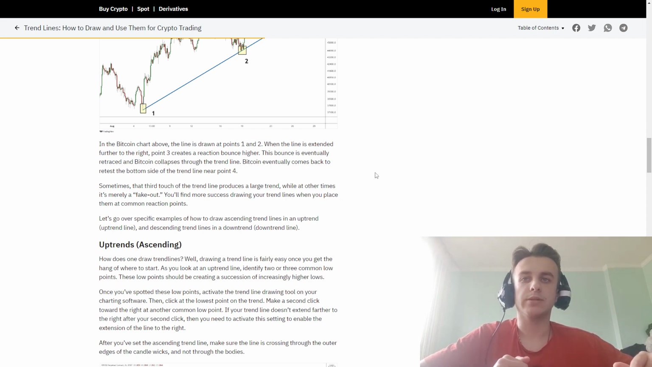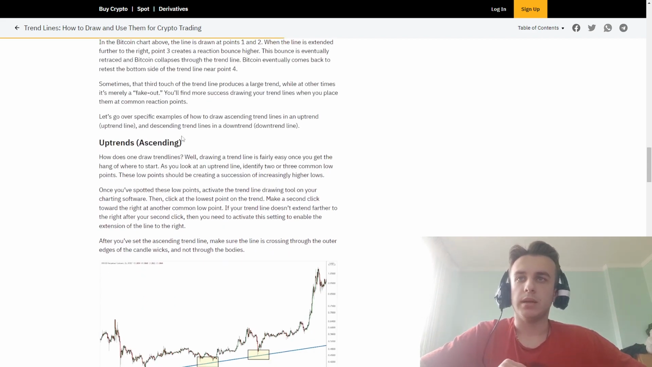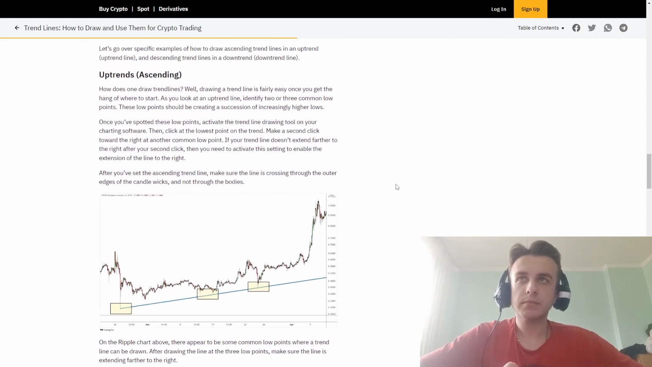Let's go over a specific example of how to draw ascending trend lines in an uptrend and descending trend lines in a downtrend. Uptrends: how does one draw a trend line? While drawing a trend line is fairly easy, you should get the hang of where to start. As you look to draw an uptrend line, identify two or three common low points. These low points should be created successively in an incremental higher low pattern.